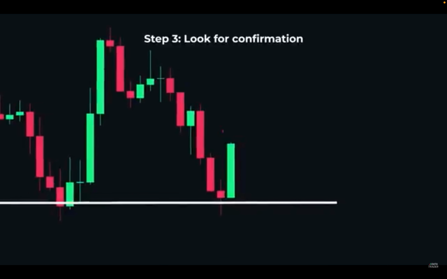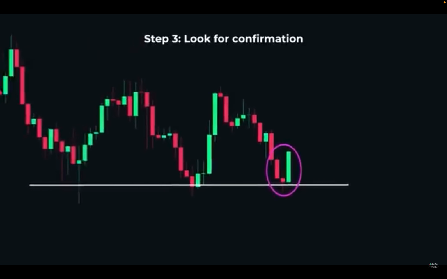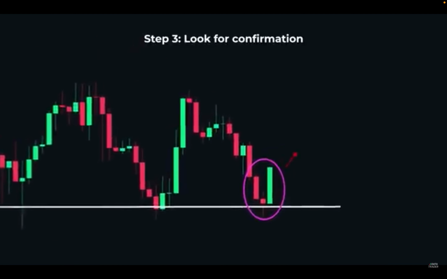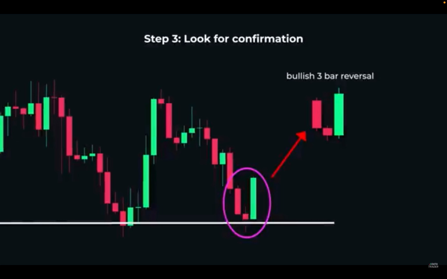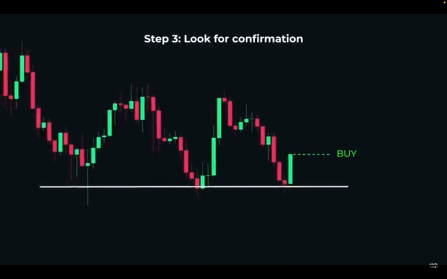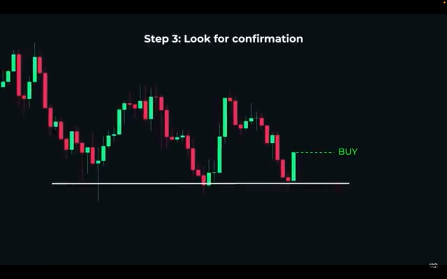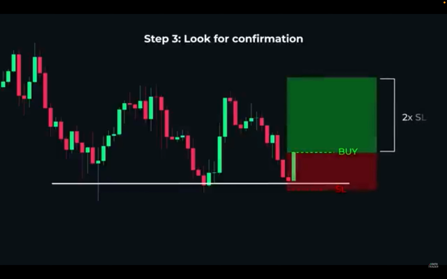In this example, we see a large red candle, followed by a smaller red candle, and then a large green candle, which closes above the body of the first candle. If you remember from the patterns we've learned, this matches the characteristics of a bullish 3-bar reversal pattern, suggesting that the price may reverse to the upside. You can enter a buy position at the high of the third candle, place a stop loss at the low of the second candle, and set a take profit target at twice the size of the stop loss. As you can see, after our entry, the price moved up, hitting our take profit target.